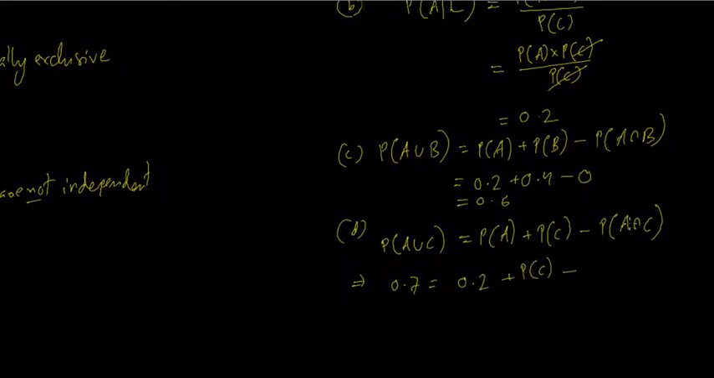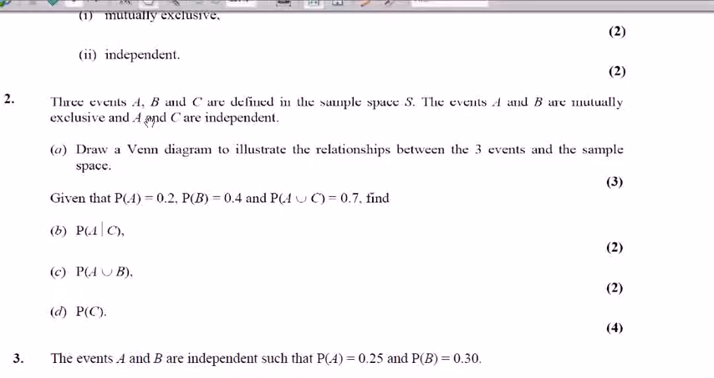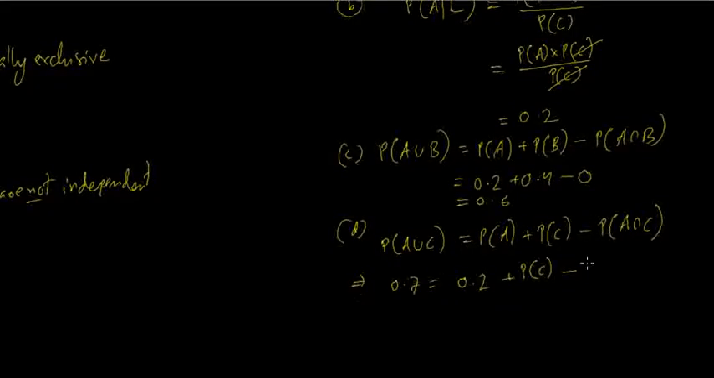Minus probability of A intersection C. Now A and C are independent. It is mentioned in the question that A and C are independent. Remember this is very important. So probability of A intersection C is going to be probability of A, which is 0.2, into probability of C, which is unknown. So what we can do here now, we can send the 0.2 to the other side.